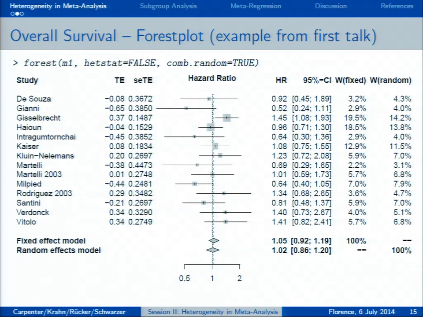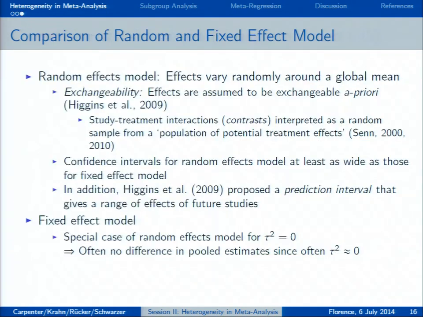Okay, so here's the forest plot from overall survival for the first talk, and now what we've added here is the random effects model point estimate of theta and its confidence interval and the corresponding weights. If you look at these, you'll see exactly as I said, smaller studies have got proportionately greater weight in the random effects analysis.